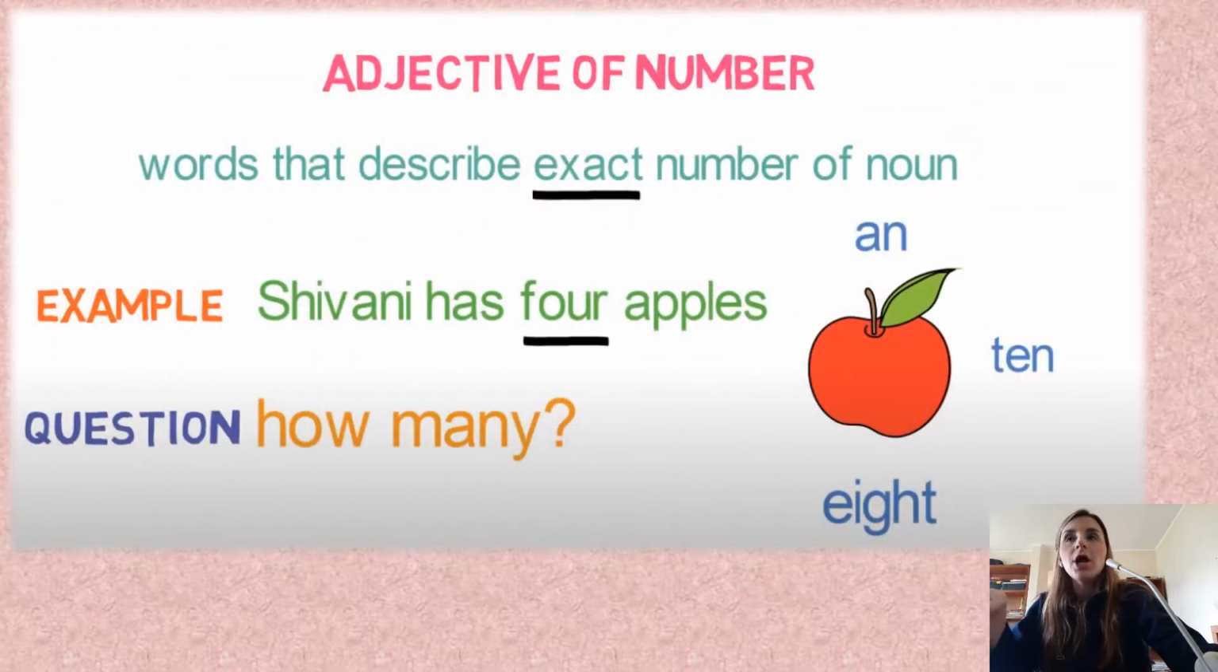Adjectives of number. Words that describe the exact number of a noun. So here we are going to ask how many, no, how much. So that's the difference between how many and how much. In how many, I know the exact number of things that I have. So, Shivani has 4 apples. How many apples does he have? He has 4 apples. How many apples? 4. So there you go.